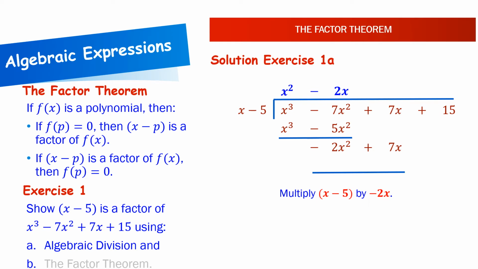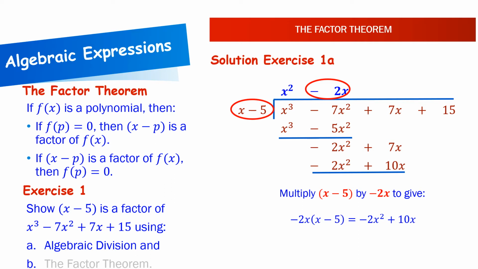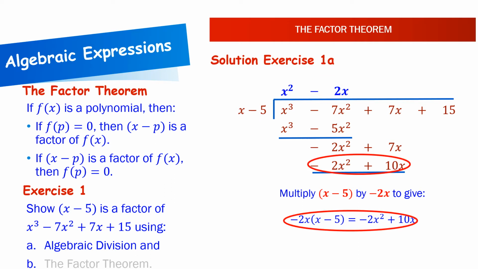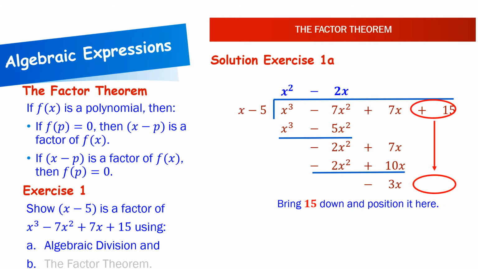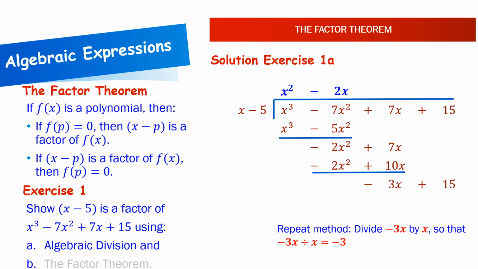Now multiply x minus 5 by minus 2x to give minus 2x squared plus 10x. Now subtract minus 2x squared plus 10x from minus 2x squared plus 7x, as shown. Bring the 15 down and position it here. Now repeat the method.